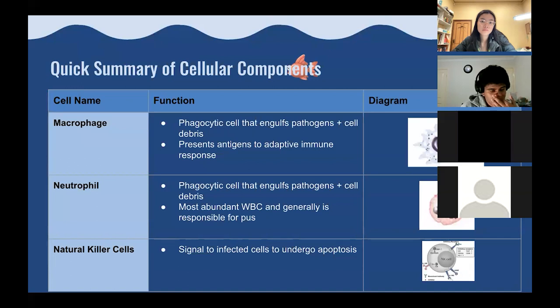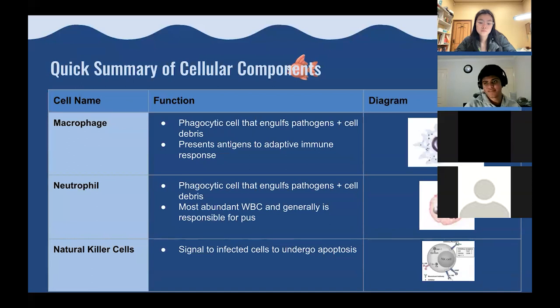The neutrophils, again, are phagocytic. So you need to know that both macrophages and neutrophils are phagocytic. It is a white blood cell. What you'll notice is, for example, in pimples, when you have pus in acne, that is just a bunch of dead neutrophils that have engulfed pathogens and then died. So all of that pus is going to be dead neutrophils.